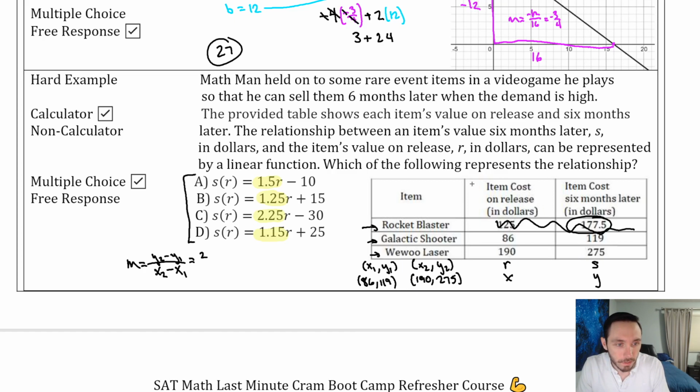So y sub 2 is 275. My y sub 1 is 119. And I guess we can use a calculator for this, which is nice. My x sub 2 is 190, and my x sub 1 is 86. So just using the slope formula. Yeah, I'm going to use a calculator for this one.